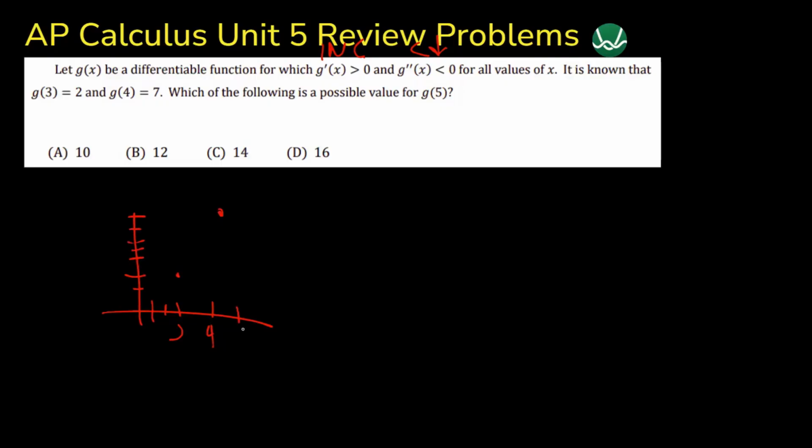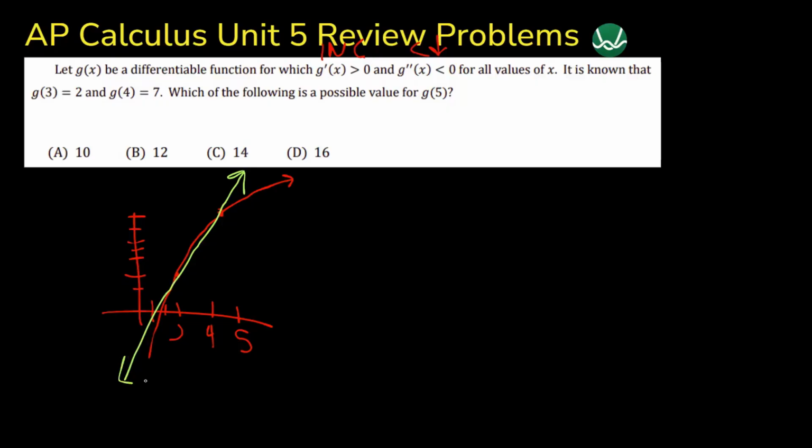We want to know what would be a possible value of g(5). We know that the graph is increasing, but concave down, so it's curving downward. What this also implies is that the change from 4 to 5 has to be less than the average rate of change from 3 to 4.